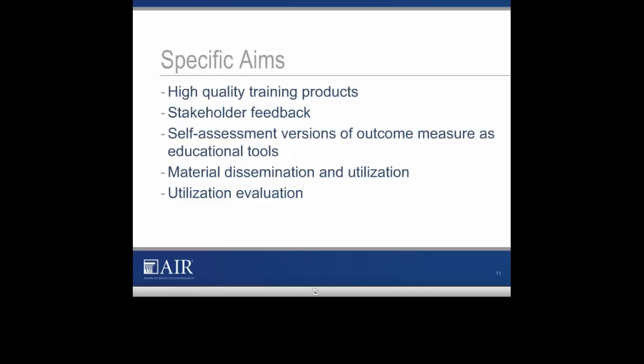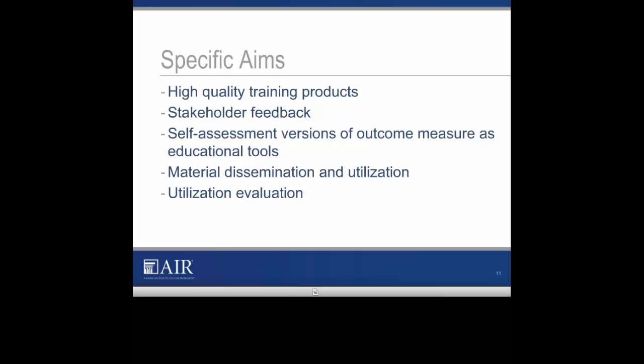The first aim is really focused on refining some of the high-quality training products that are already in existence and translating them to be directly used by wheelchair users, their support systems, and the clinicians providing their care. The second aim is to look at integrating stakeholder feedback throughout pretty much all stages of material development, and I'll talk a little bit more about that as we get into the course development. And then the third aim is to create self-assessment versions of some existing outcome measures that look at both transfer technique and the ability to perform maintenance, and using them as educational tools that really enable end users to track their progress and also identify areas that might require further training.